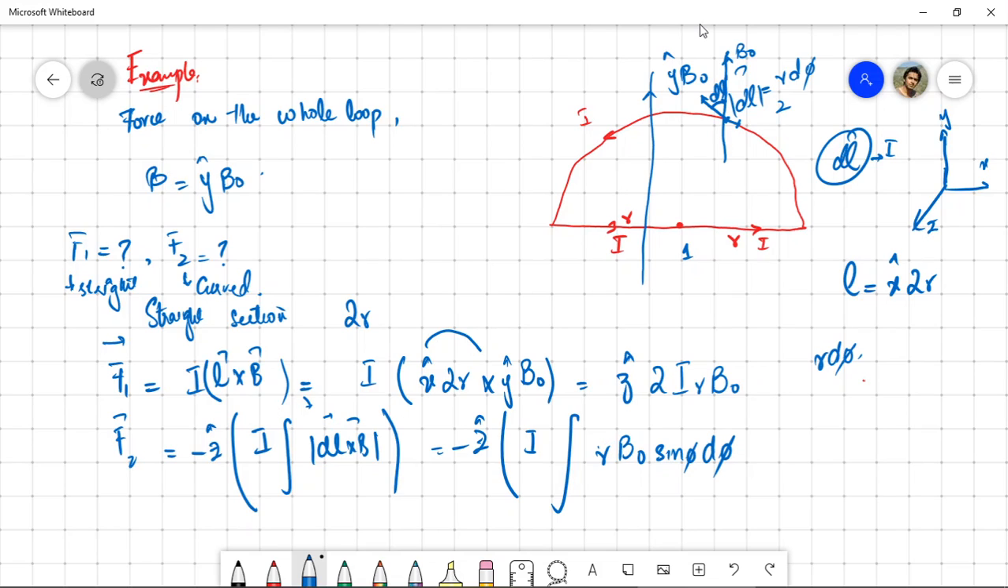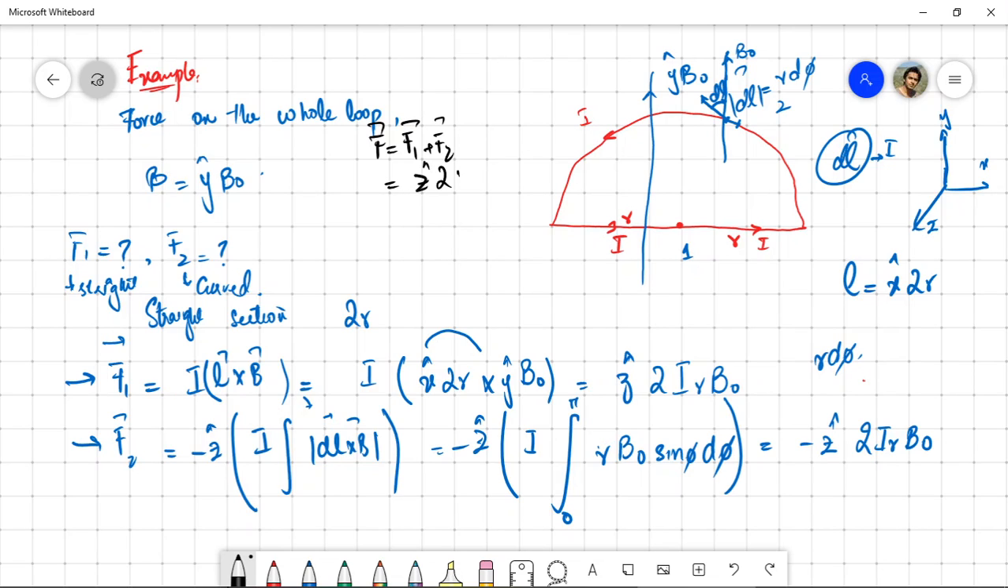We know that φ is always measured from the x-axis, so it is starting from 0 and it is going to π. So 0 to π. Once we put these values, the value will come out to be minus z hat 2 I r B naught. So this is the value for F2, this is the value for F1, and if we want to calculate the total force, that is F1 plus F2, so this is z hat 2 I r B naught minus z hat 2 I r B naught. Both of these will cancel each other and the value of the total force will be 0.